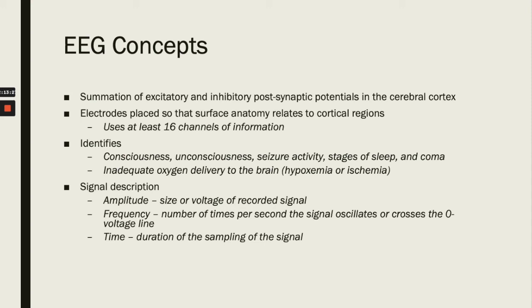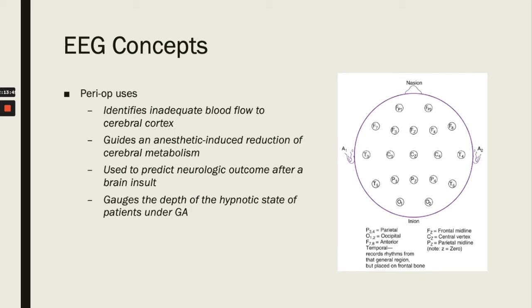And the signal description, so we look at amplitude, frequency, and time. Amplitude is size or voltage of a recorded signal. Frequency is the number of times per second the signal oscillates or crosses the 0 voltage line. And time is the duration of the sampling of the signal. Now, of course, there is a technician that monitors EEGs. We don't. So peri-op uses, they're used to identify inadequate blood flow to the cerebral cortex. Guides anesthetic induced reduction of cerebral metabolism.